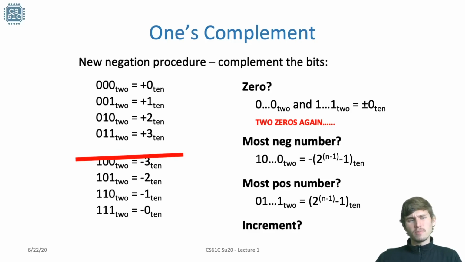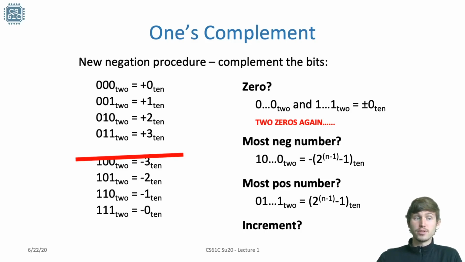How about incrementing 1's complement? Well, it's kind of like unsigned, except there's a really weird edge case where if the most significant bit overflows or has a carryout, we're actually going to wrap that around and add it to the beginning of the number. So it's really complicated, to be honest. So we don't really like that. That's a pretty big downside for 1's complement.